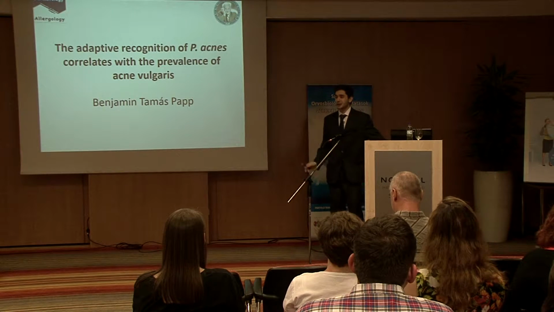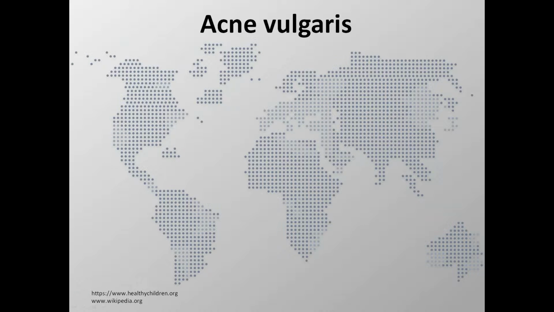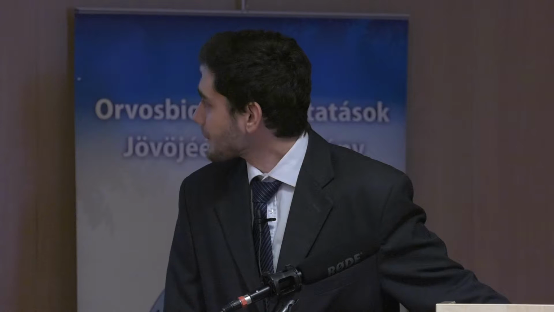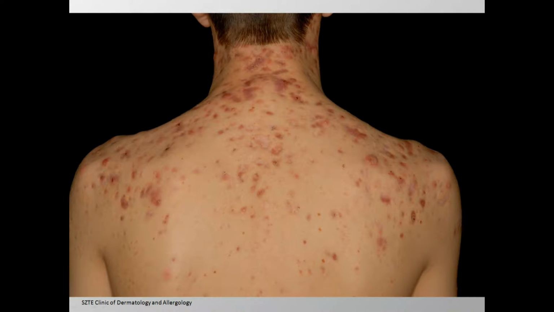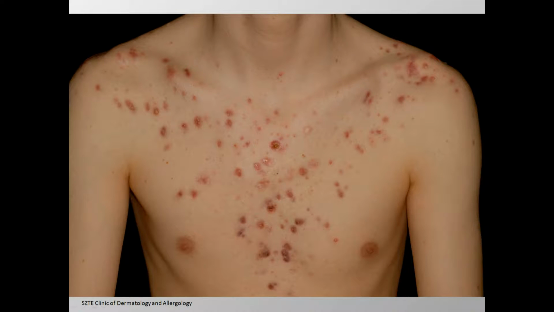Dear audience, now I would like to talk about our research in the topic of computational immunology. Acne vulgaris is a common inflammatory skin disease, especially among adolescents. The acne lesions most often can be found on the face, but it can involve the neck, the chest, the shoulders, and other body parts.